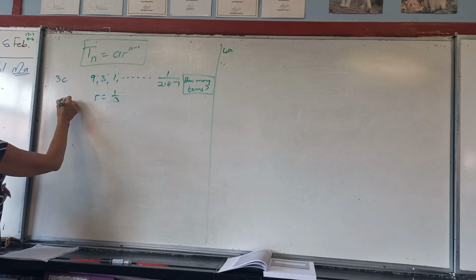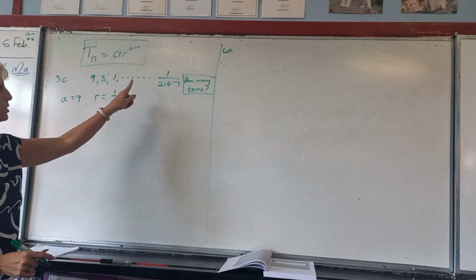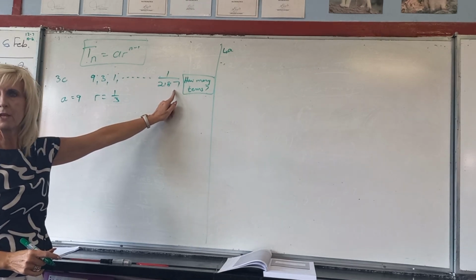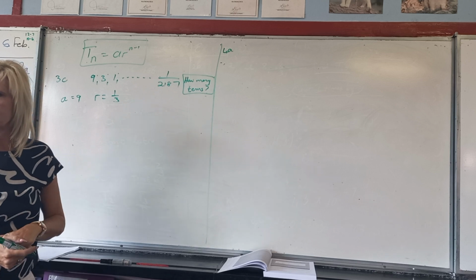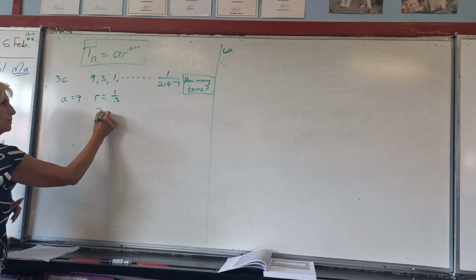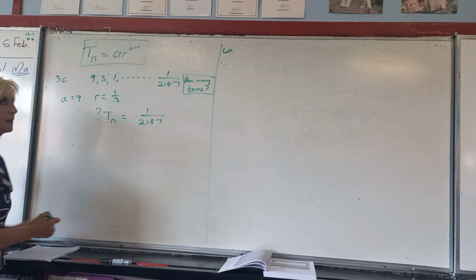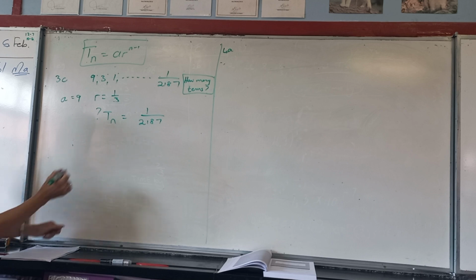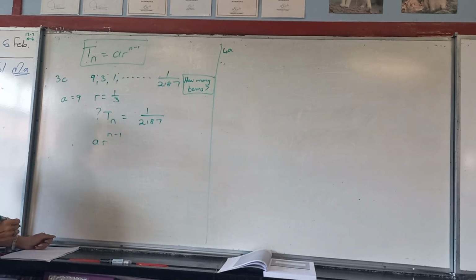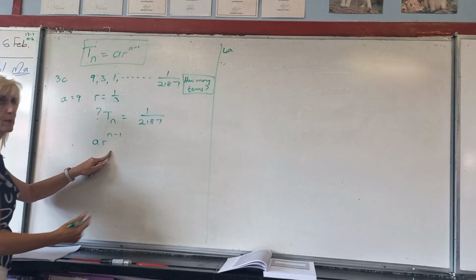And A was 9. But now the question is, how many terms are there in the sequence if they're giving me the last one? So what must I do? See which term is, and then I've got a new term for me, namely AR to the n minus 1. Now I know what A is, I know what R is, I know the answer, so I'm going to solve for n.